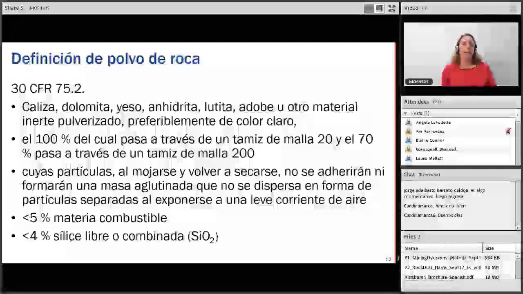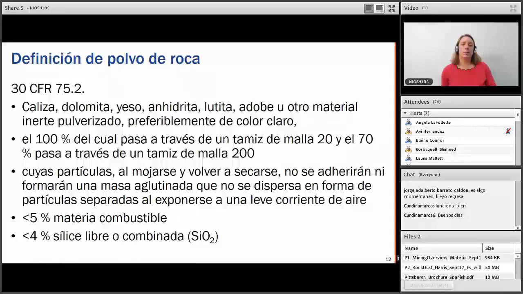In the United States, we have regulations concerning rock dust and what is acceptable. One part of the definition is that you must use pulverized limestone, dolomite, gypsum, etc., preferably light colored. The light color is not essential. It does help with determining how much rock dust has been applied.